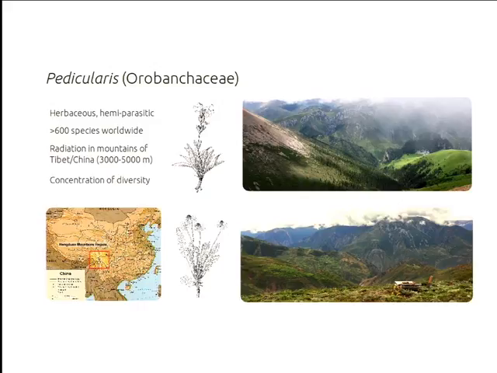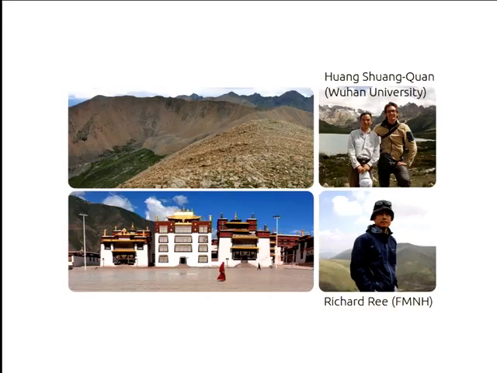So there's a huge concentration of their diversity in this region, in these really high elevation habitats between 3,000 and 5,000 meters. And this region is known as a hotspot for temperate plant diversity, alpine plant diversity. The work I'll describe in this section was done in collaboration with Huang Shuangchuan, my collaborator at Wuhan University, and with my PhD advisor, Rick Ree.